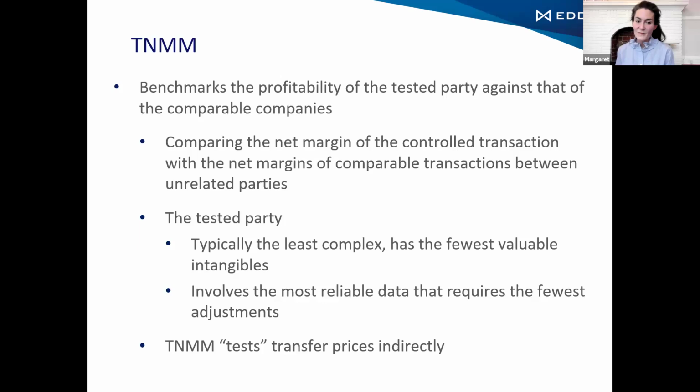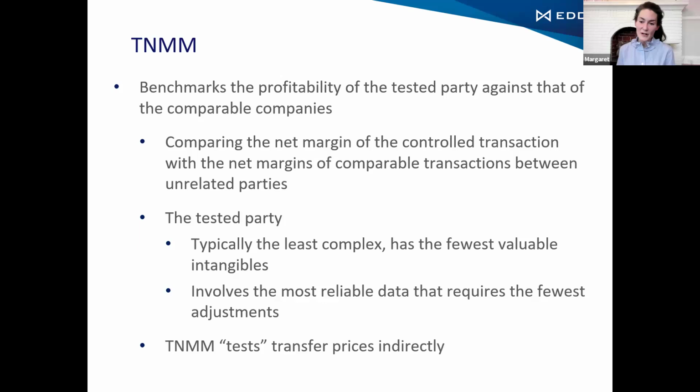There are rules for how you pick a tested party. It's supposed to be the least complex of the two entities that are engaged in the transaction. It's supposed to be the one that is taking on less risk. It owns the fewest intangible assets. But sometimes that's hard to say, and sometimes it's about the story that you tell. So there is some arbitrariness when you're picking the tested party.